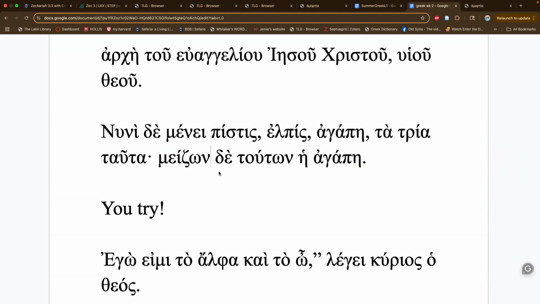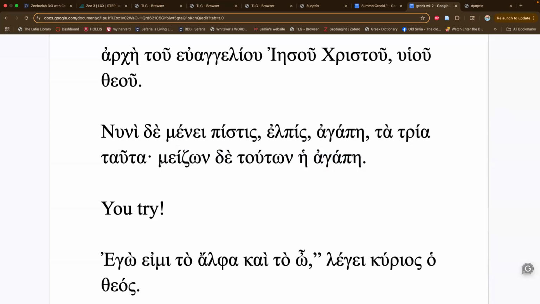So nuni is now, and de is just a common way to say and. Mene is where we get the word remain, so we can literally translate it as remains. Pistis, elpis, agape, which is faith, hope, and love, remains. Then it's referencing the pistis, elpis, agape. It says ta tria tauta, which is these three things. Tria, like Spanish or most other languages, like triple. Then meson de touton, he agape: greatest of these is love.